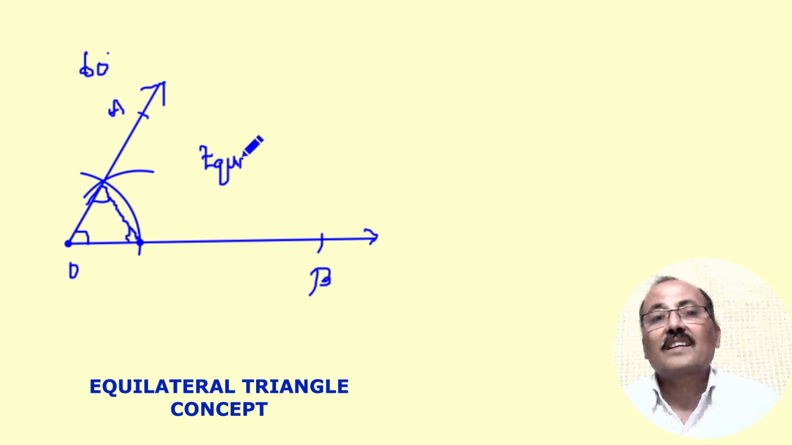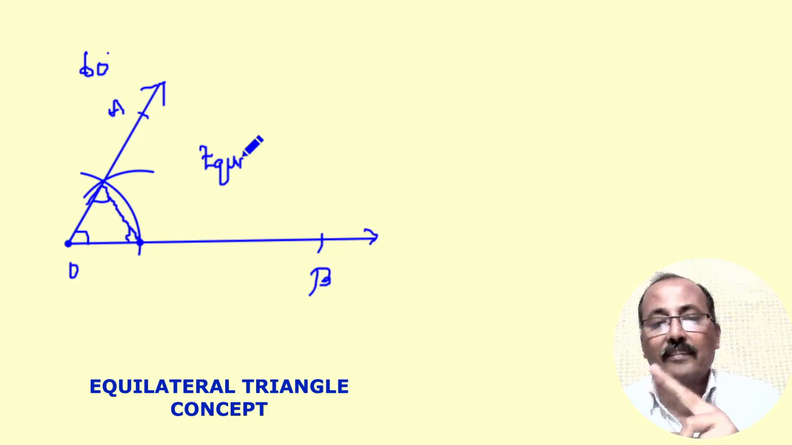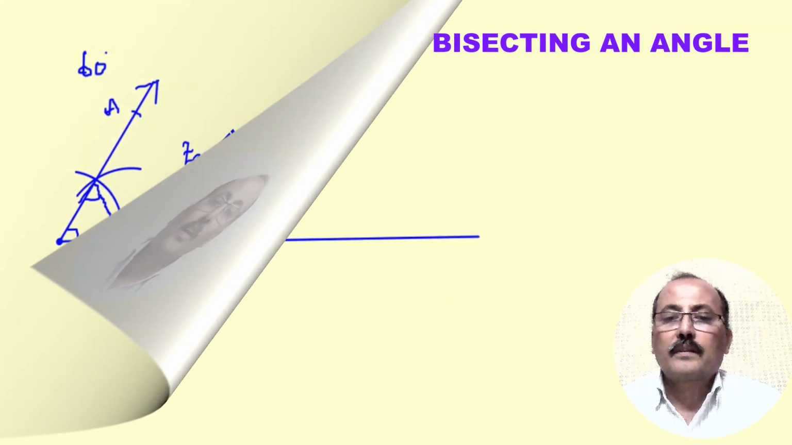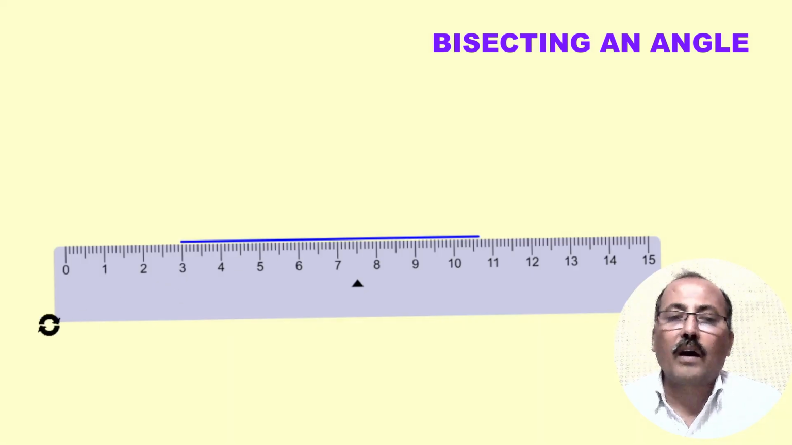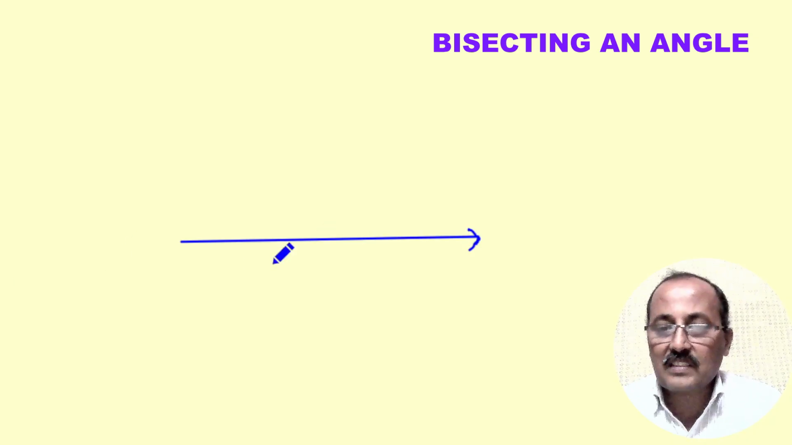Next one, how to construct 30 degree. Yes, next we are going to learn bisecting an angle. How to bisect. Okay, what is the meaning? How to bisect, dividing into two parts. Okay, let's take the ruler and draw a ray of any length. Ray means no length. I am saying sorry for that. Ray, draw a ray.